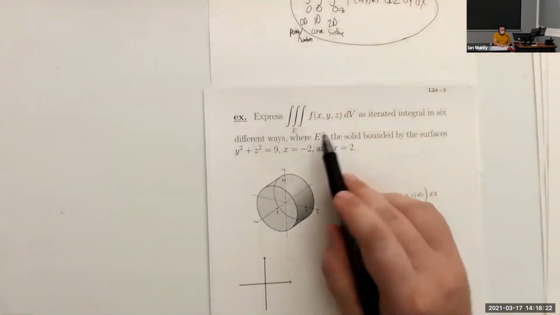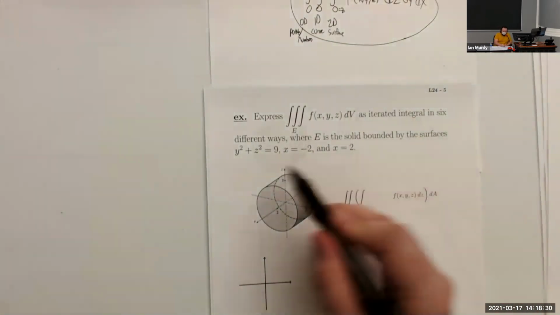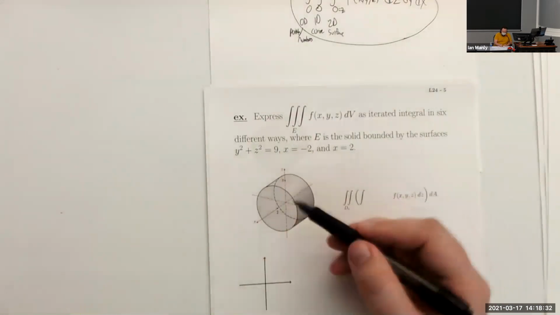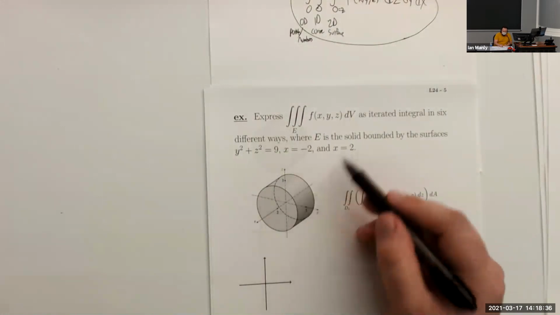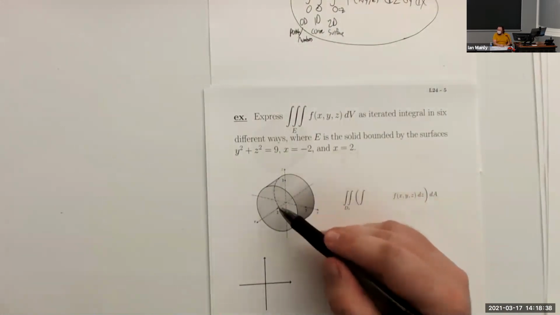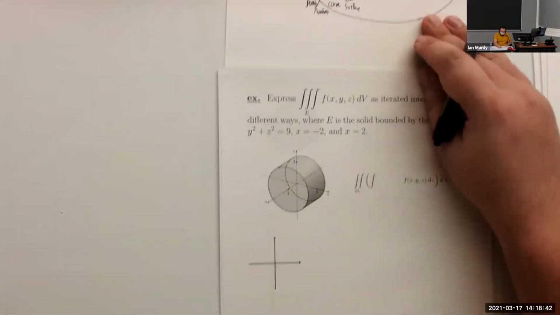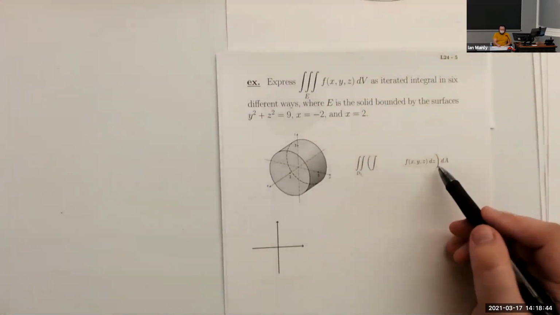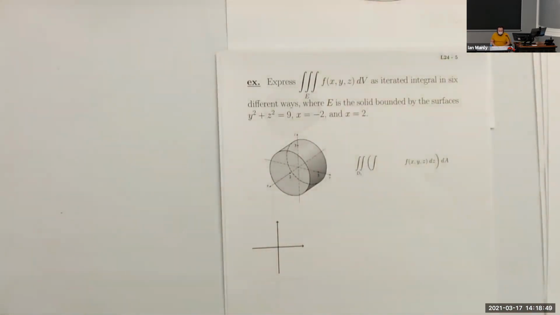All right, what we're going to do here is we're going to express this integral in 6 different ways, where E is the solid bounded by the surfaces y squared plus z squared is 9, which is a cylinder, x equals -2, which is a plane, and x equals 2, which is another plane right here. Okay, so now there are three different variables we can start with, right? I'm going to do the integrals that start with dz first.